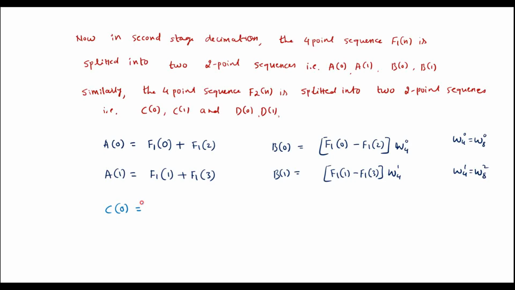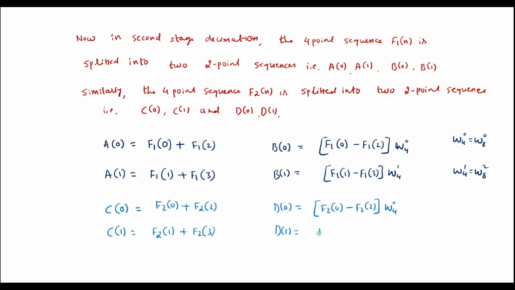C of 0 is equal to f2 of 0 plus f2 of 2, and C of 1 is f2 of 1 plus f2 of 3. It is same as this one. Similarly, D of 0 is, just replace plus by minus, f2 of 0 minus f2 of 2, the twiddle factor value multiplied is W4 power 0 or W8 power 0, both are fine. D of 1 is equal to f2 of 1 minus f2 of 3, the twiddle factor value is W4 power 1 or W8 power 2.